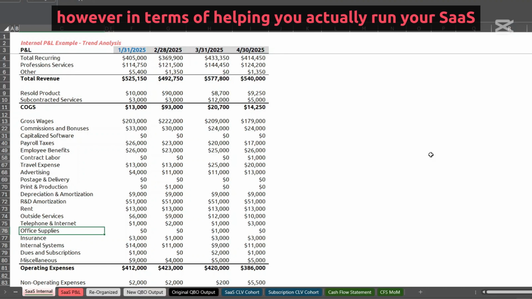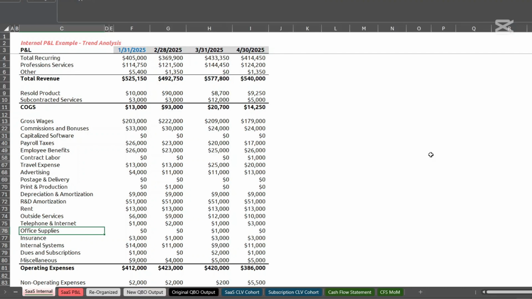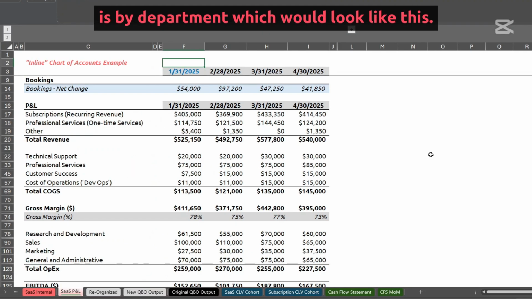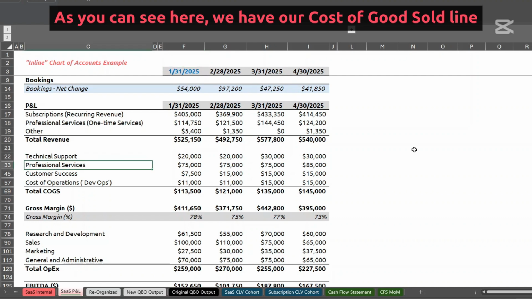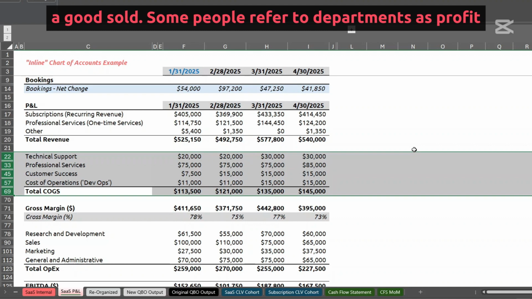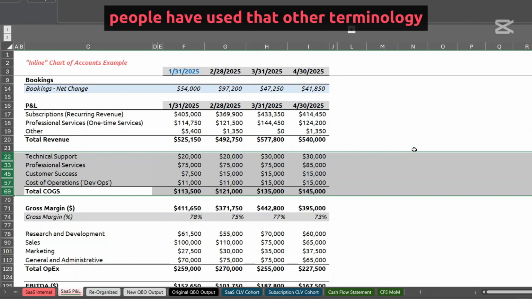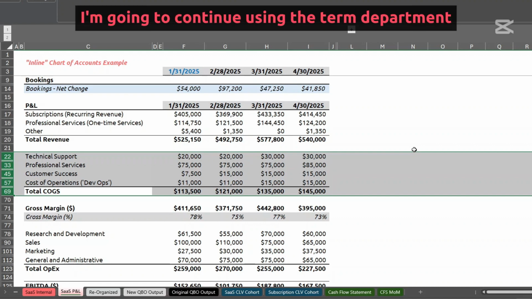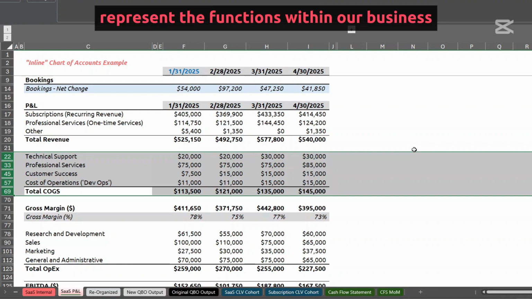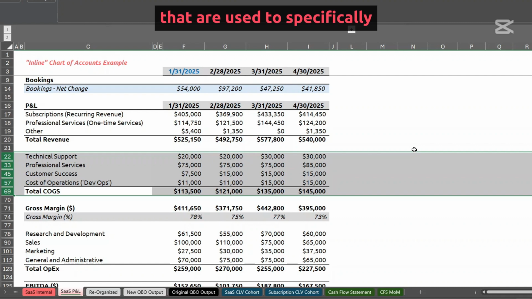However, in terms of helping you actually run your SaaS business model, this is really not giving you what you need. The way one would ideally organize their profit and loss statement is by department, which would look like this. As you can see here, we have our cost of goods sold line and the four underlying departments that comprise cost of goods sold. Some people refer to departments as profit centers and cost centers, so that's just in case people have used that other terminology. But for the sake of this video, I'm going to continue using the term department, and you'll see here that our cost of goods sold departments represent the functions within our business that are used to specifically deliver our current software product to our existing customer base.